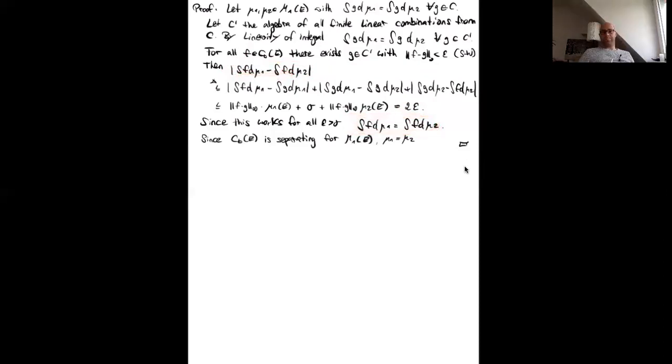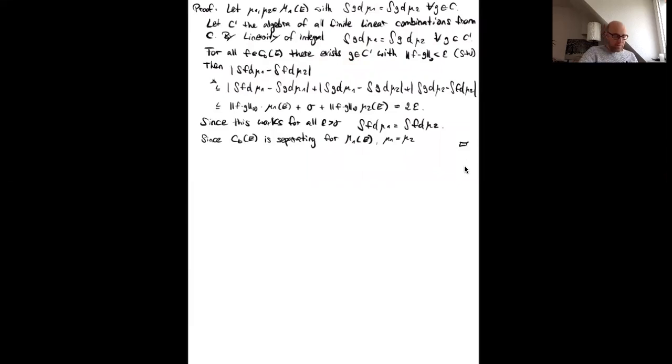So what did we prove? We proved the integrals are the same for all continuous bounded functions, but we already proved two lectures ago that continuous bounded functions are also separating. So if these integrals are the same for all continuous bounded functions, keep in mind this trick, then the measures are the same.